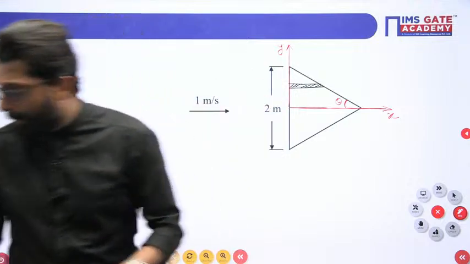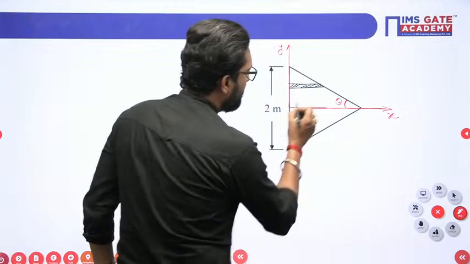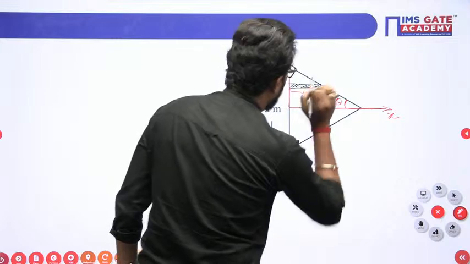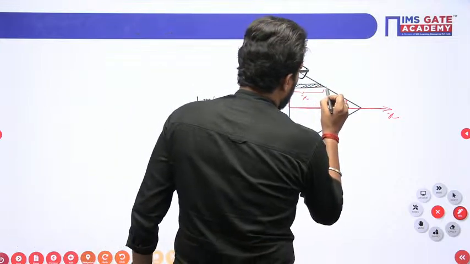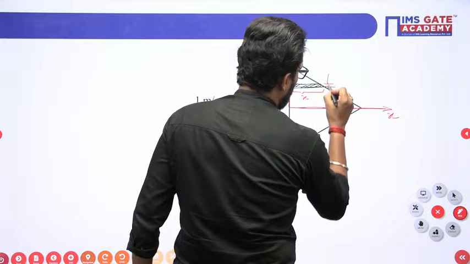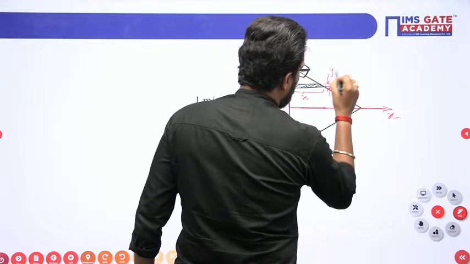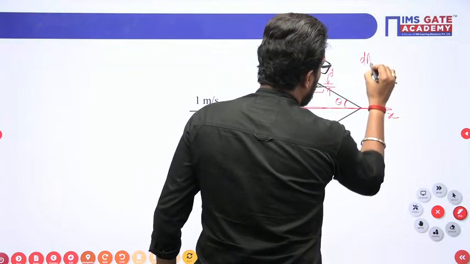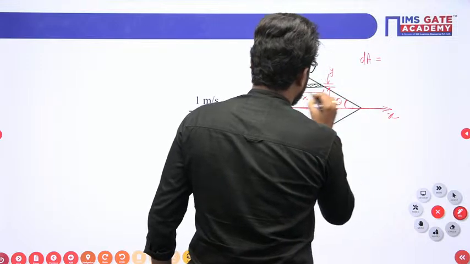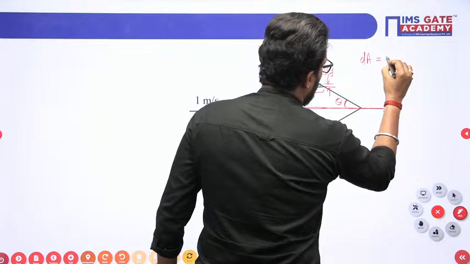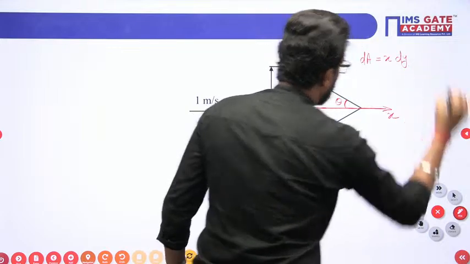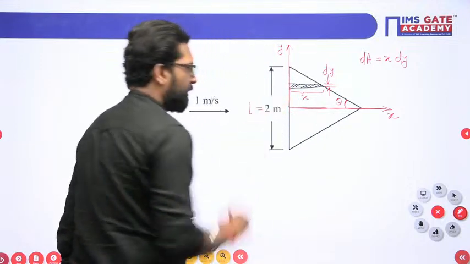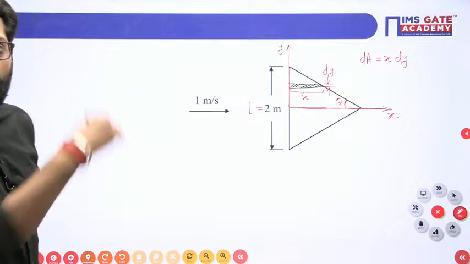This is your elemental part, and let's suppose this distance is x, and the thickness of this element is dy. So what is the area of this element? Area of this element is equal to x into dy. This length L is given, and this is equilateral, so all lengths are given.